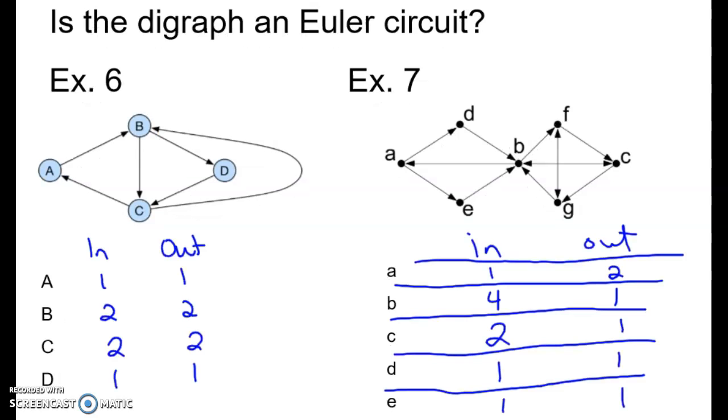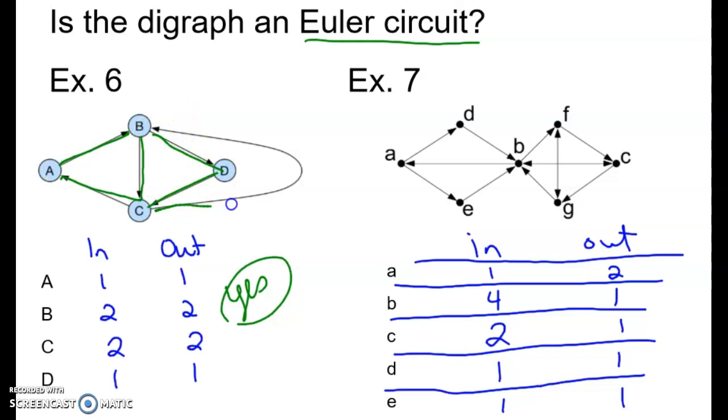All right. For example, 6, all of the in degree and out degree numbers are exactly the same. So is this an Euler circuit? Yes. Okay. Again, you could start maybe for B, then go to C, then to A, then to B, then to D, then to C, and all the way back to the beginning. So you started at B and you ended at B.